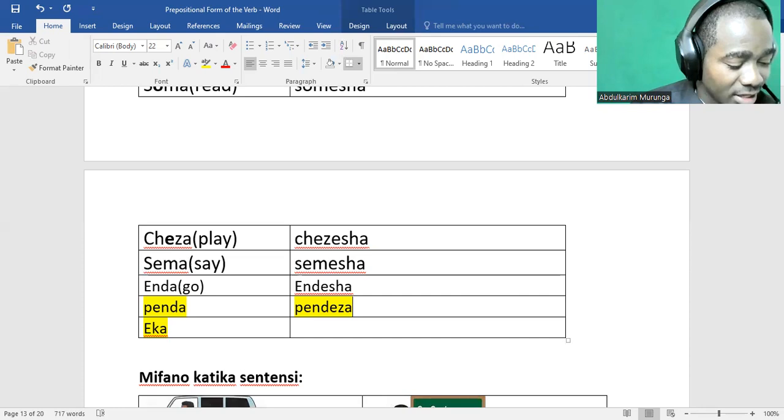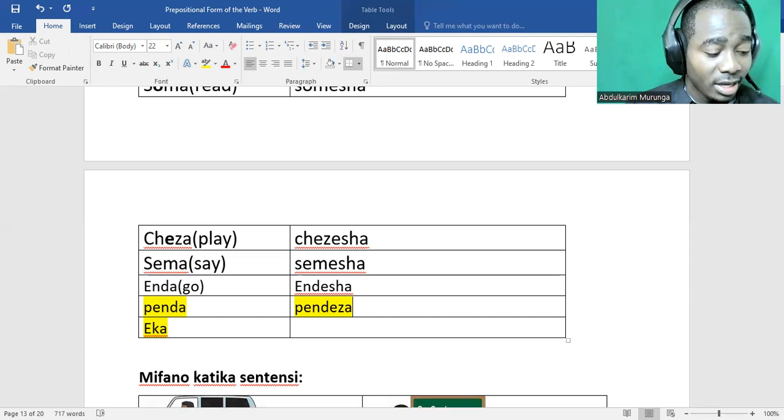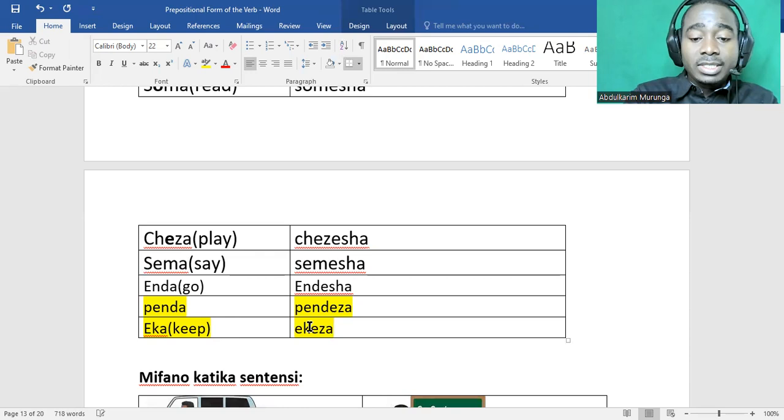Sawa? We have eka. Eka is to keep, maybe keep the money somewhere. Then we have the verb ekeza. This simply means to invest, you know, investment. Kuekeza, maybe you have money, you invest in business, you say nina ekeza katika biashara.